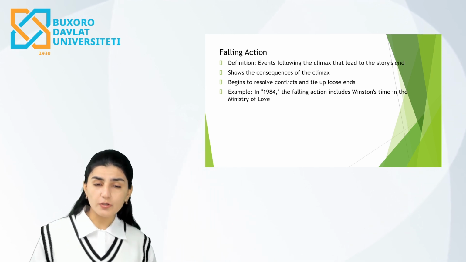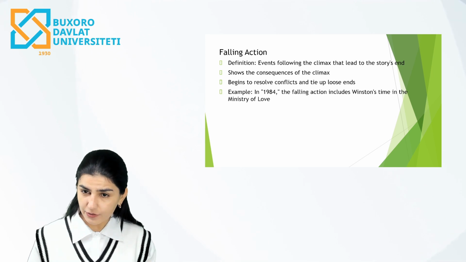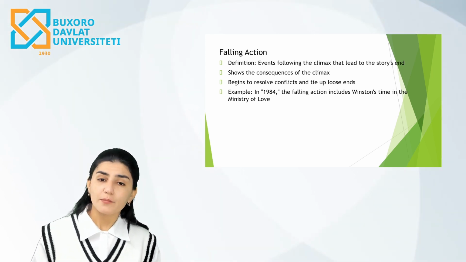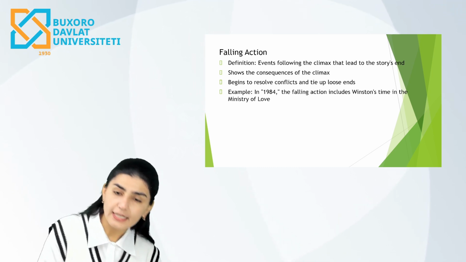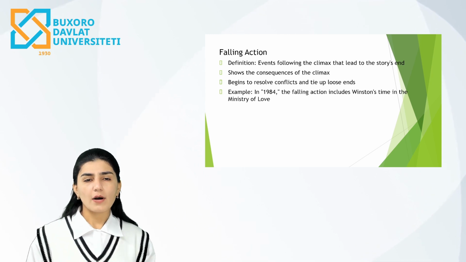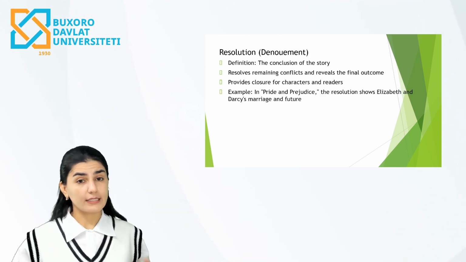Example, the famous book 1984. The falling action includes Winston's time in the Ministry of Love, because after these events, it ties up to the end. Well, and the next one is resolution or denouement.